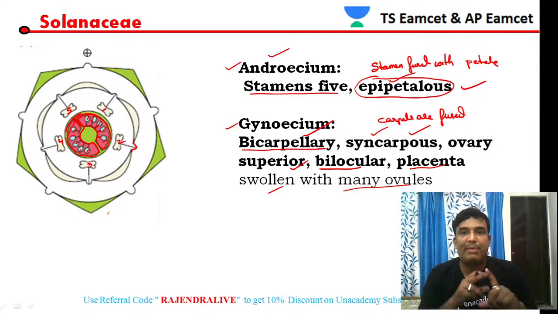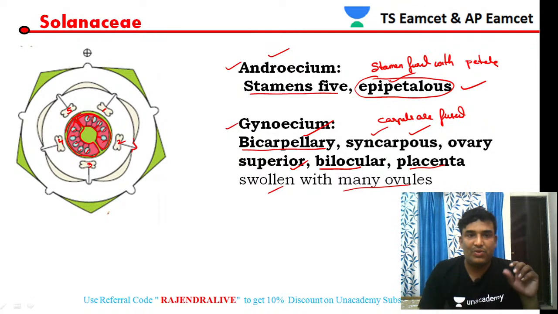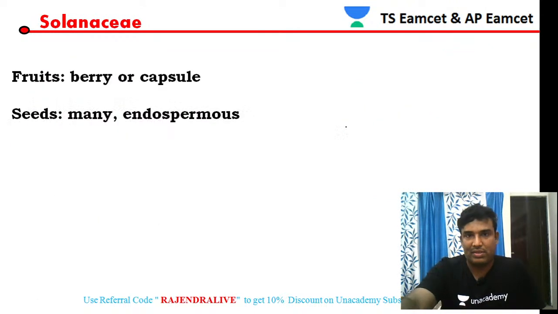What is the meaning of this epipetalous condition? Stamens, you can see here, this is the stamen. Stamen is fused with petals. When stamens are fused with the petals, such condition is called as epipetalous. Epipetalous condition is a character feature of Solanaceae members. So that is about the reproductive characteristics, students. Let us see about the fruit.